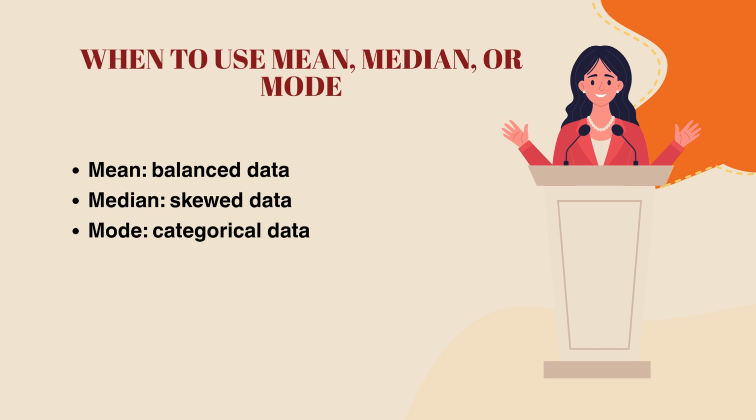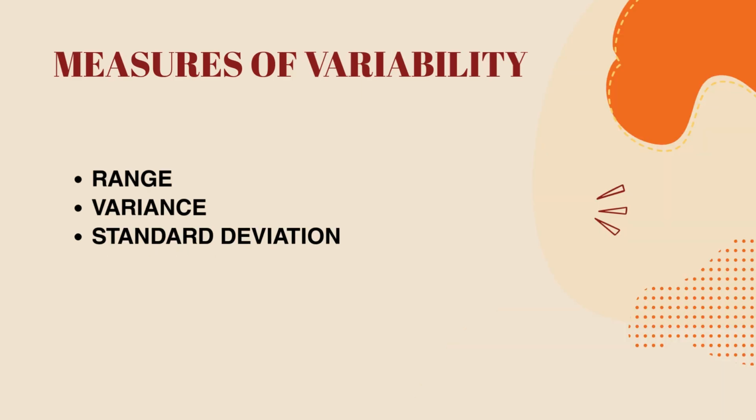When to use mean, median, or mode. The mean works well for balanced data, but it's sensitive to outliers. The median is better for skewed data, such as income. The mode is useful for categorical data. Choosing the right measure improves accuracy.